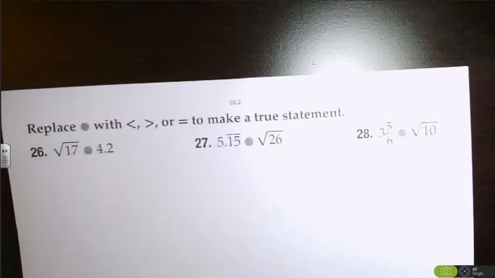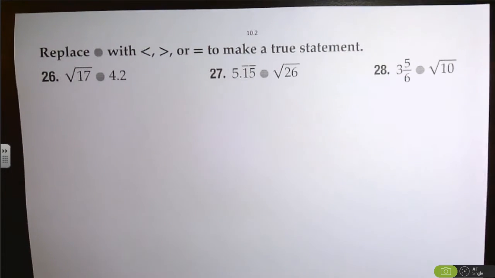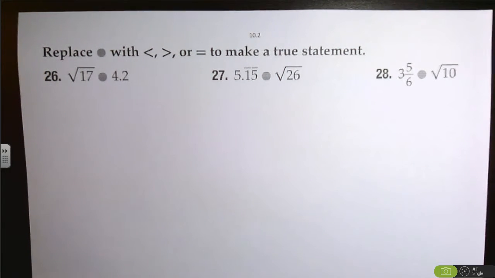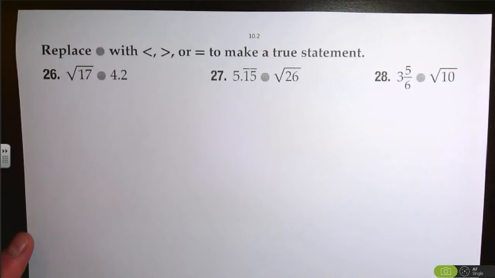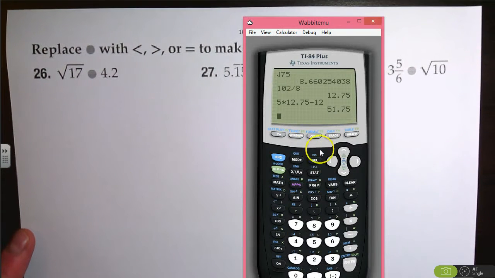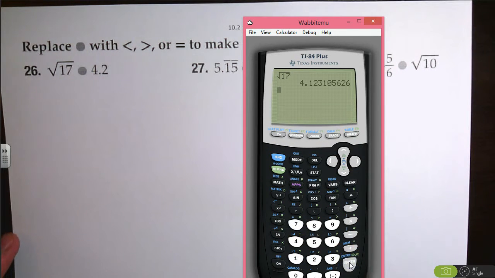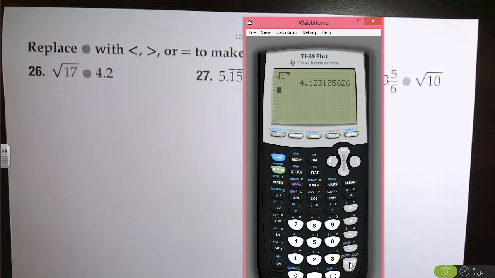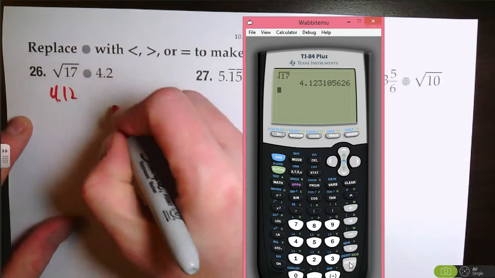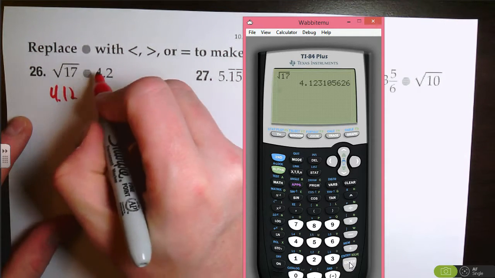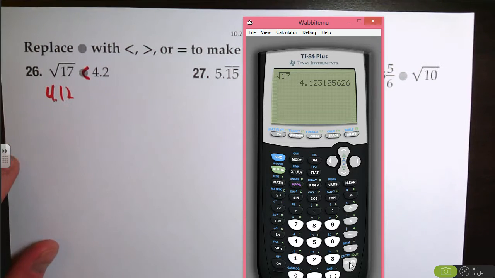Okay. Number 26, 27, and 28. These you get to use your calculator with. You kind of have to. There are ways to get around it, but the way our book presents it, they just use the calculator. So we have to do the square root of 17. It is 4.12, which is less than 4.2, so 26 is less than.